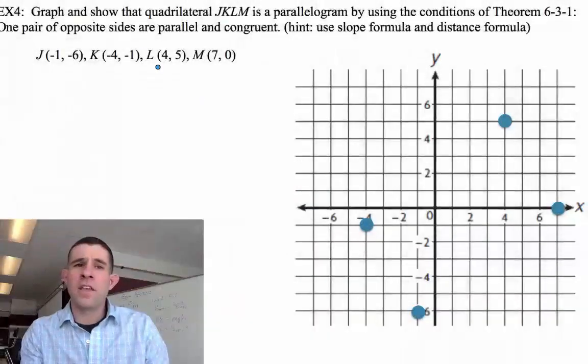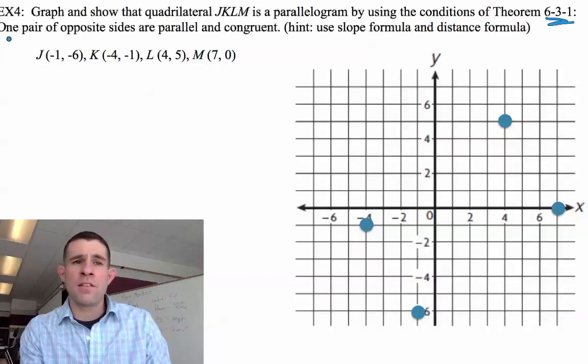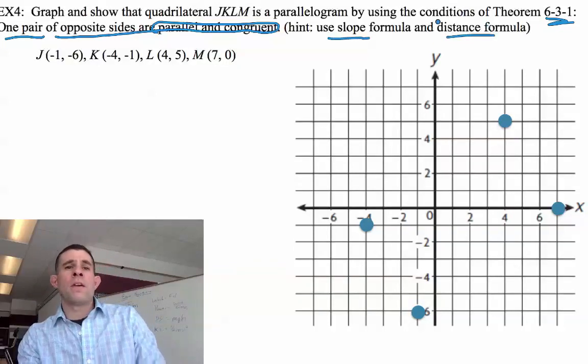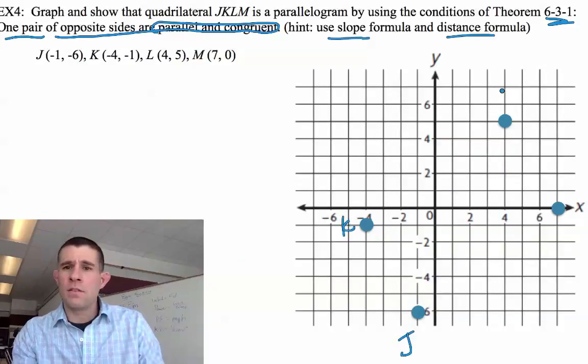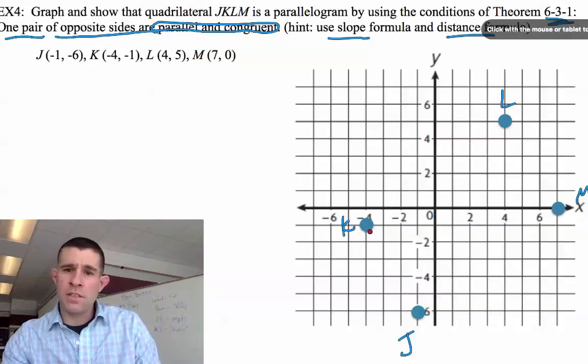All right, in our final example, we're asked to graph and show that quadrilateral JKLM is a parallelogram by using the conditions of theorem 6-3-1. And that says one pair of opposite sides are parallel and congruent. So we're going to have to use the slope formula and the distance formula. So I've gone ahead and plotted my points here for J, K, L, and M. Now let's just use the segments JK and LM.